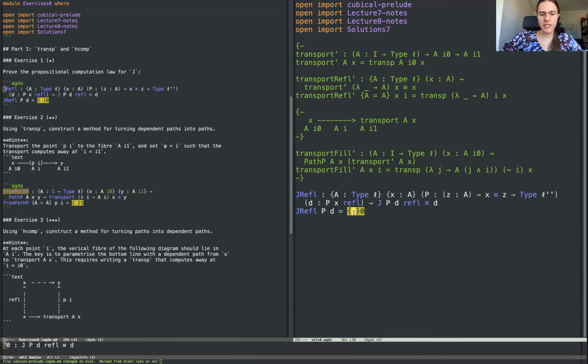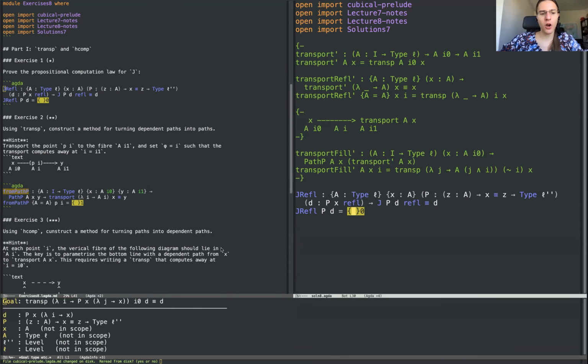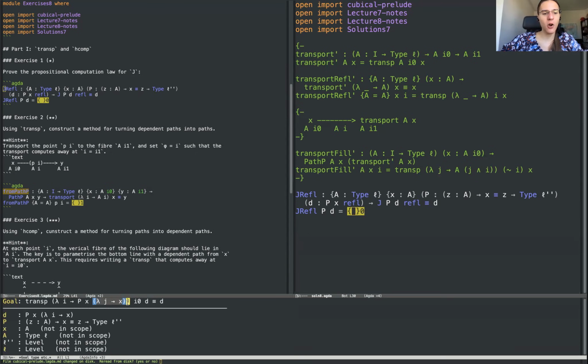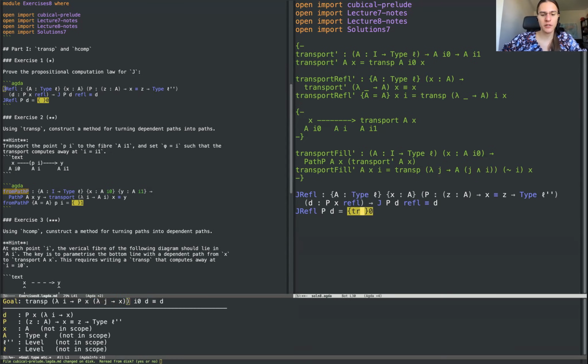If we look at this goal showing that it propositionally computes on reflexivity, you can see that this is a constant family, right? This is reflexivity, and I isn't involved in here. So this is just a constant transport. All this says is that this is a constant transport. So transpRefl should work.